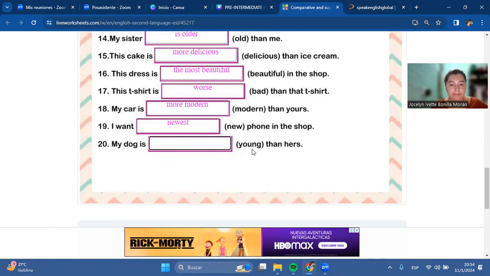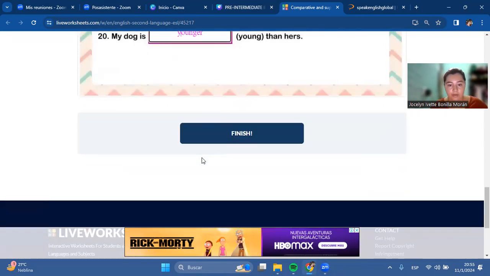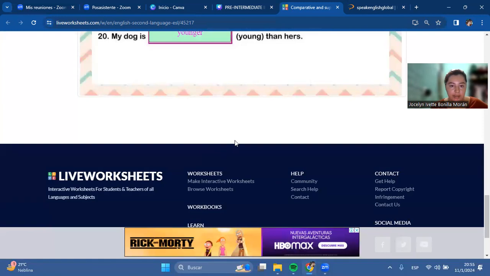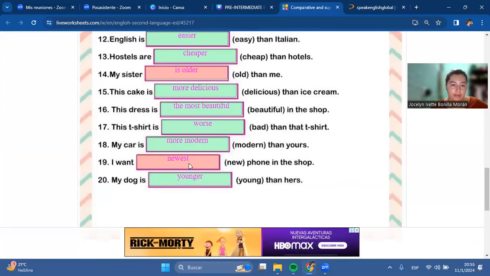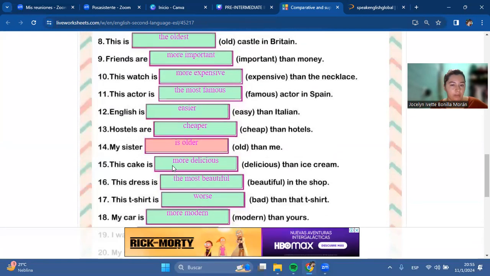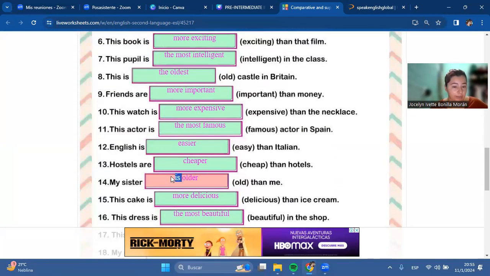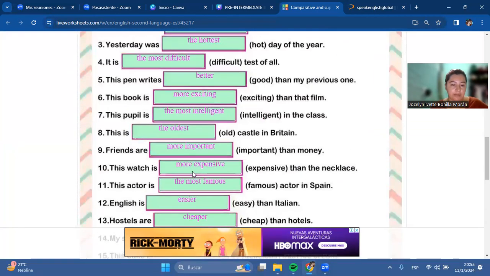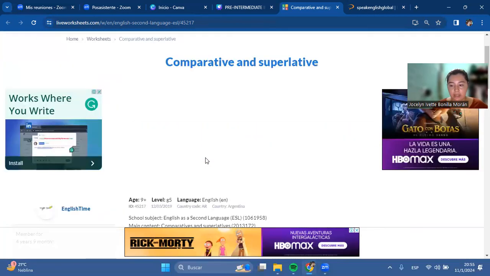My dog is than hers. Younger. All right, let me see. Younger. All right, thank you, ladies. Let's check. Maybe here it's the newest, the most new, maybe. And here it's correct, but we were missing is here. Maybe it's an error of the platform, but you did a really good job.